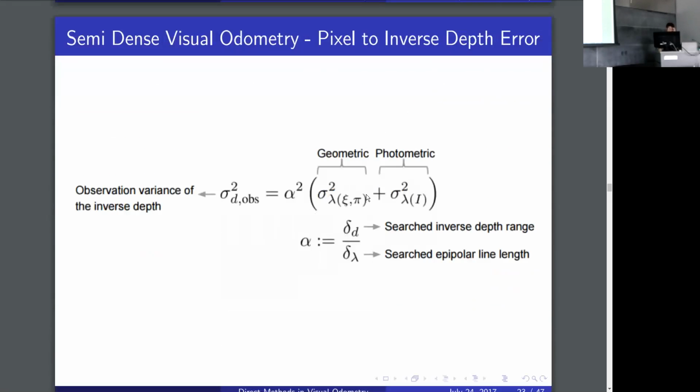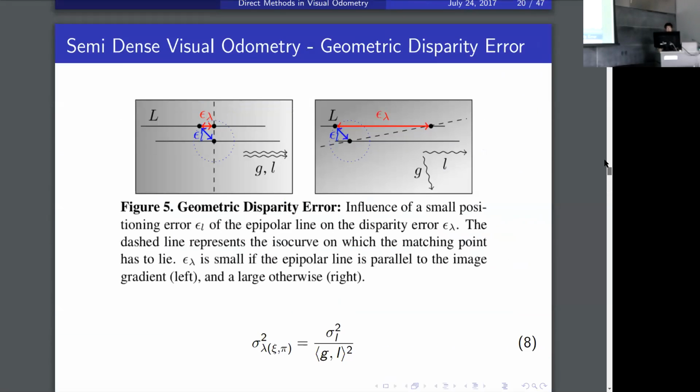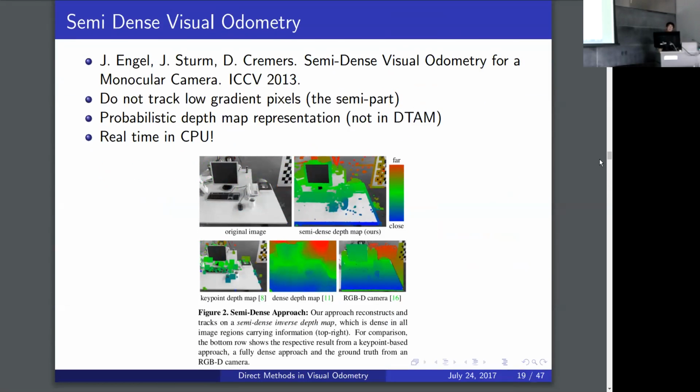But a takeaway from the semi-dense visual odometry paper by Engel is that they come up with a scheme, three different criteria, so that you don't track low gradient pixels. Instead of taking the whole image, you focus on dense features that you can observe with confidence. And the second key takeaway is that it introduces a probabilistic depth map representation. So all these depths are represented probabilistically instead of as absolute values.